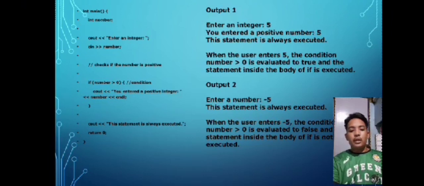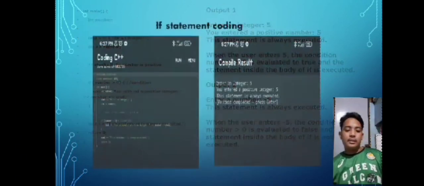Output 2: Enter a number, negative 5. This statement is always executed. When the user enters negative 5, the condition number greater than 0 is evaluated to false and the statement inside the body of if is skipped. Here is the example of the if statement coding.